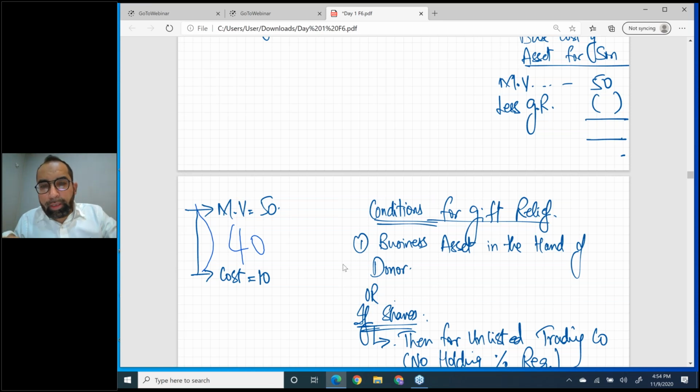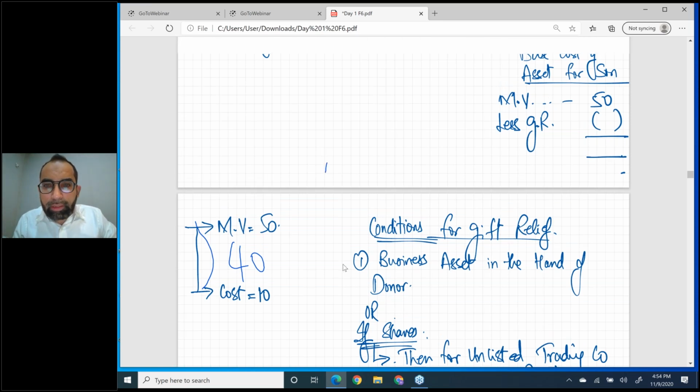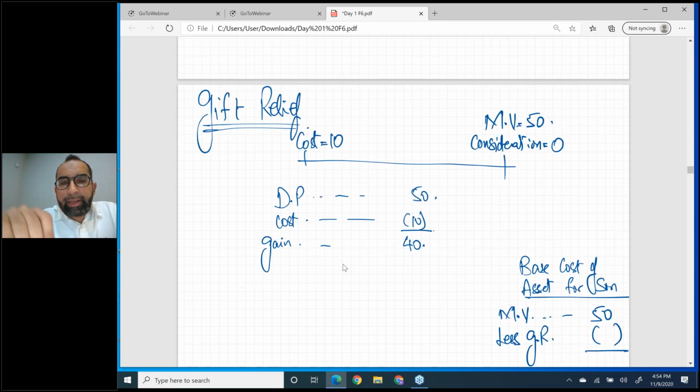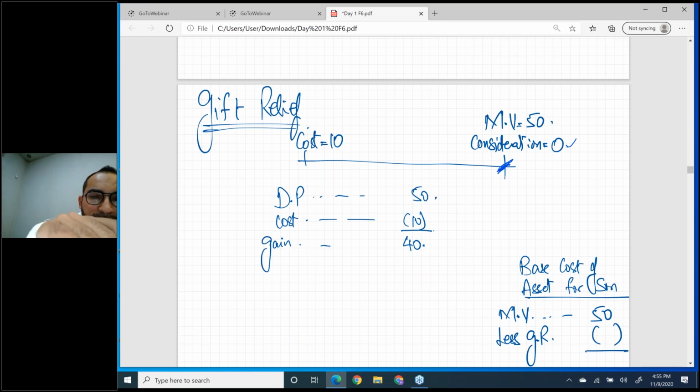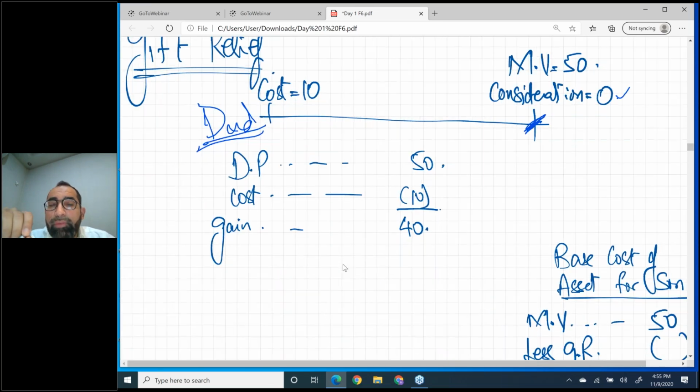Okay, so now come here, see the first question. For example, dad bought an asset for 10, and at this date he transferred this chargeable asset to his son free of cost. Consideration is 0, but the market value is 50. Now, how do we compute the gain? First, for dad, I'm doing this working for dad. Instead of DP, we use the market value. So the DP is 50 and the cost is 10. So here you have a gain of 40.